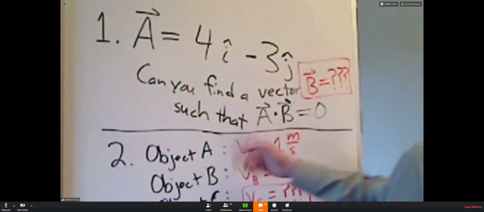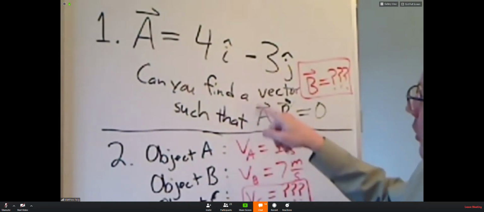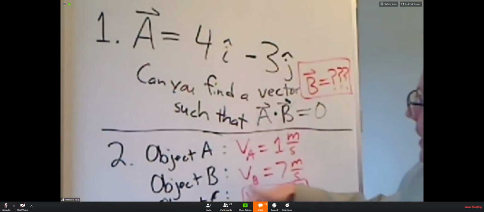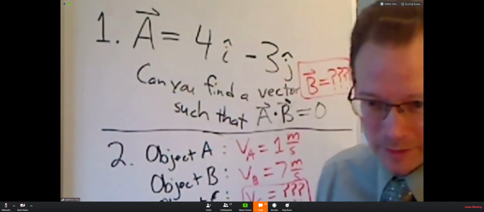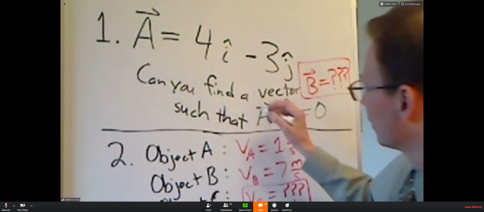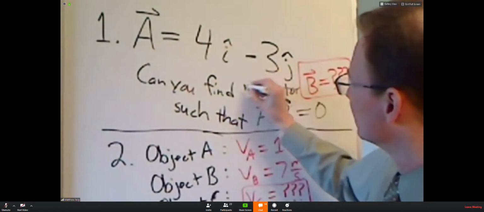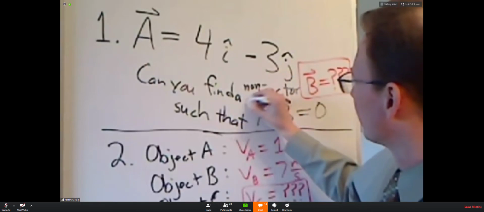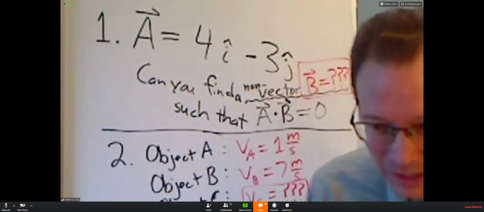And I should say one more thing. I meant to say, can you find a non-zero vector B such that A dot B equals 0? Otherwise, it's kind of easy to come up with the trivial solution. Well, if B is 0, A dot B is 0. Otherwise, it's kind of a boring question. Otherwise, there's a boring answer.